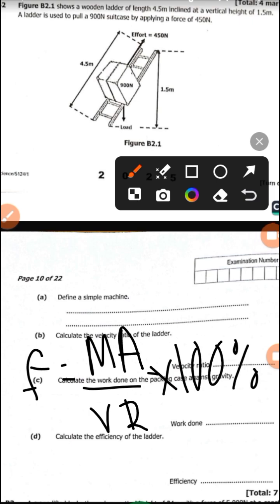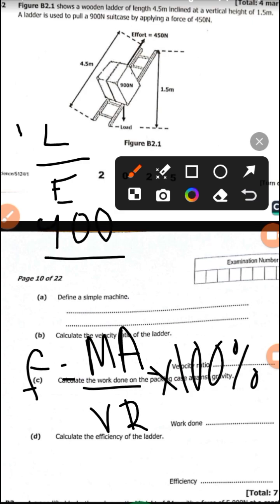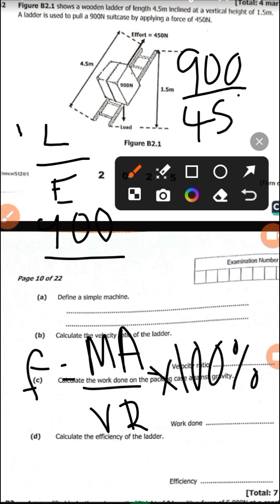Here we have the velocity ratio, but we don't have the mechanical advantage. We know that mechanical advantage is the load over effort. So we are going to find the mechanical advantage, load over effort. The load here is 900, over 450. So 900 over 450 is going to give you 2.